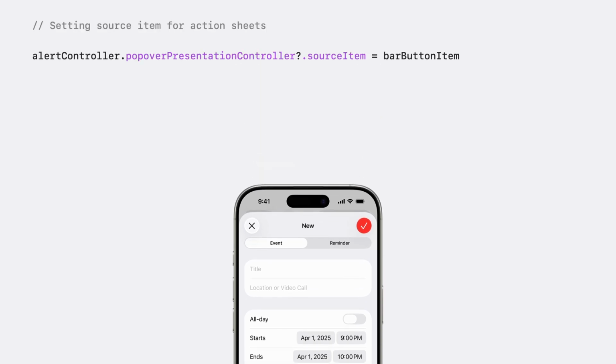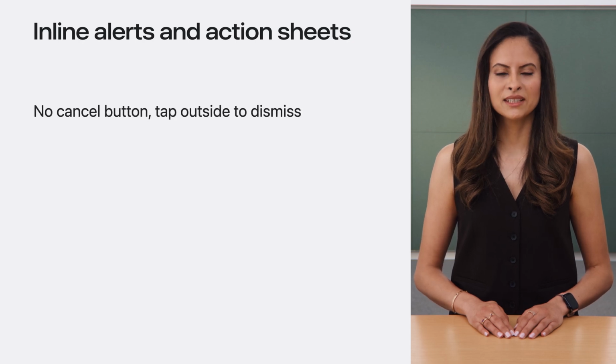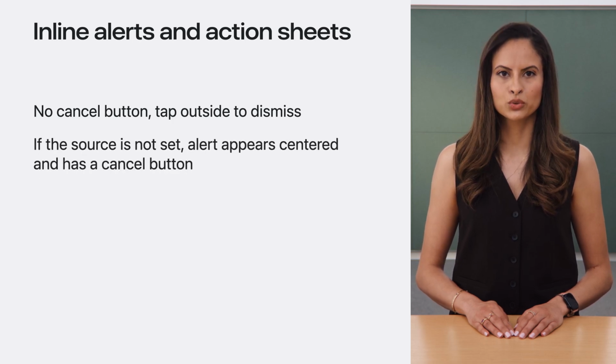On the alert controller, make sure to set the source item or the source view on popover presentation controller, regardless of which device it's displayed on. Assigning the source view automatically applies the new transitions to action sheets as well. Action sheets presented inline don't have a cancel button, because the cancel action is implicit by tapping anywhere else. If you don't specify a source, the action sheet will be centered and you will have a cancel button.